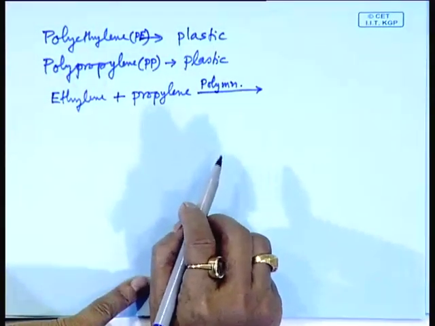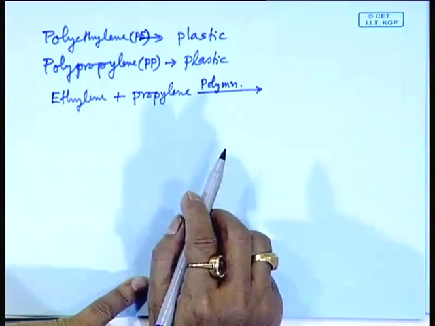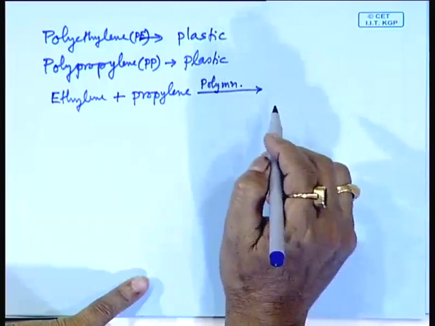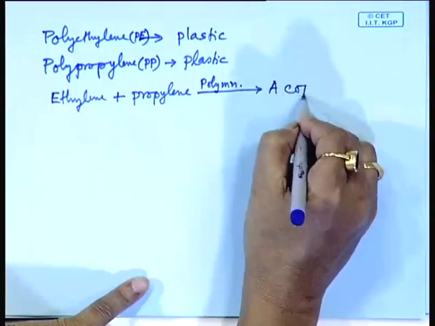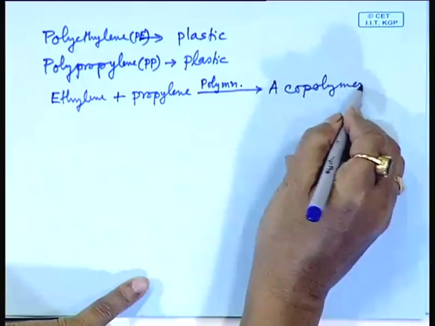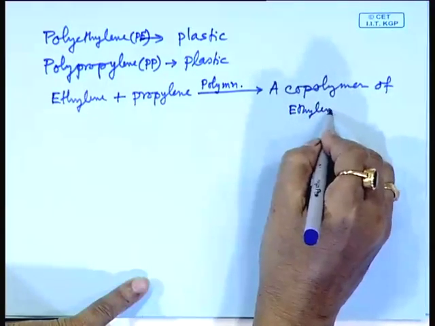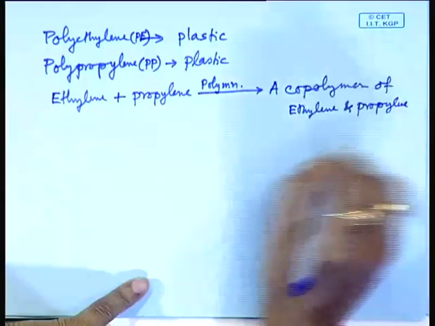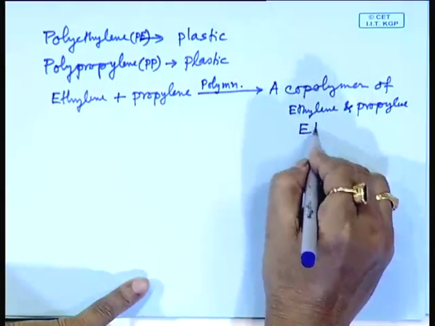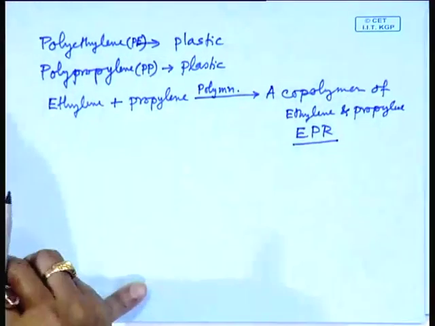Polymerize together by applying suitable conditions of temperature, pressure, catalyst, you will get a new product, that is a copolymer of ethylene and propylene, known as EPR, ethylene propylene rubber, that is a rubber.